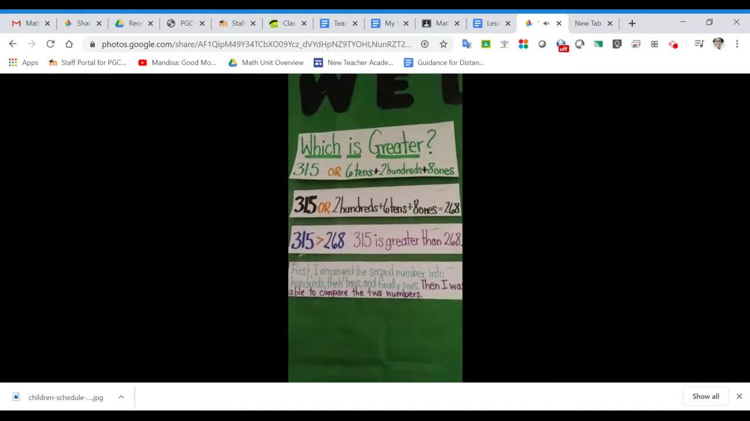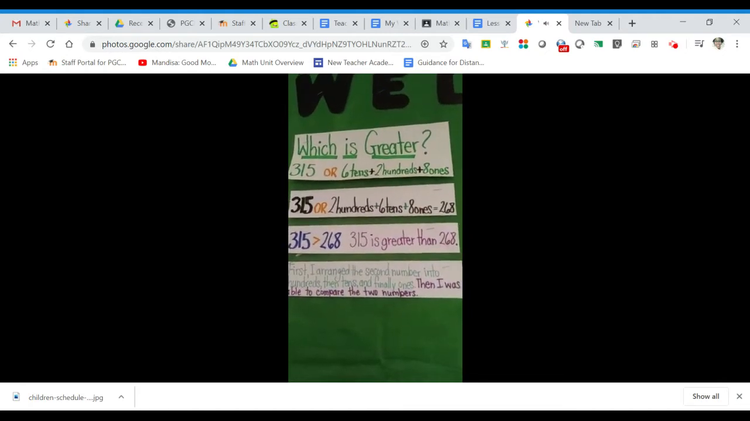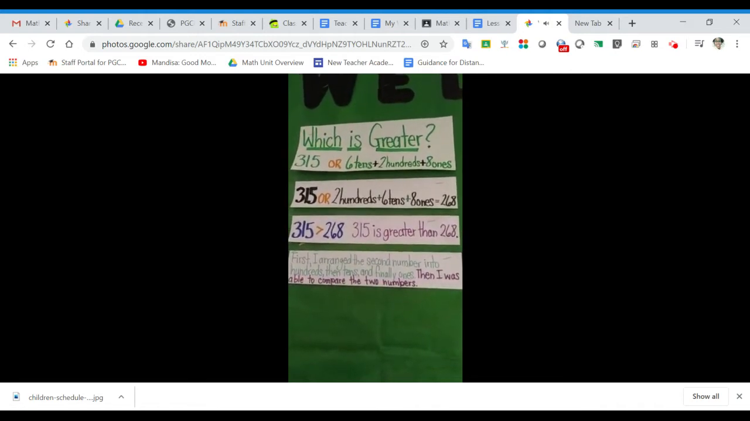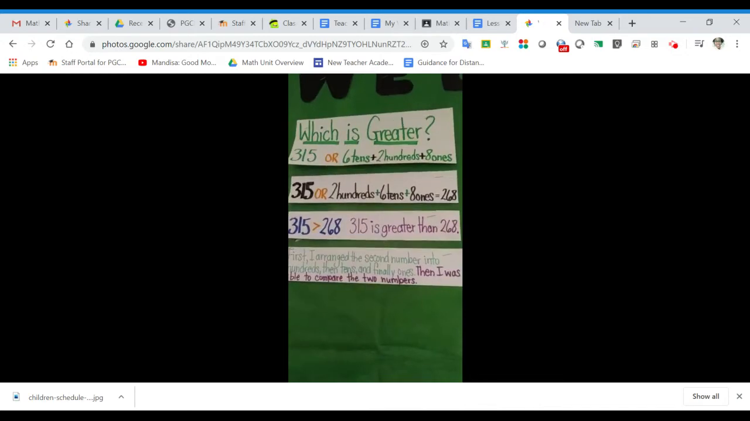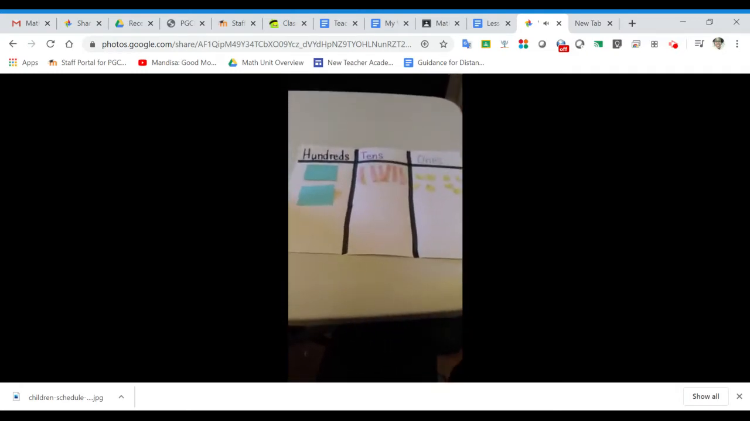On the first lesson, we broke down what six tens plus 2 hundreds plus 8 ones is equivalent to. And on the second lesson, we showed manipulative use to compare the two numbers. Now, we are going to move forward and look at saying the numbers.